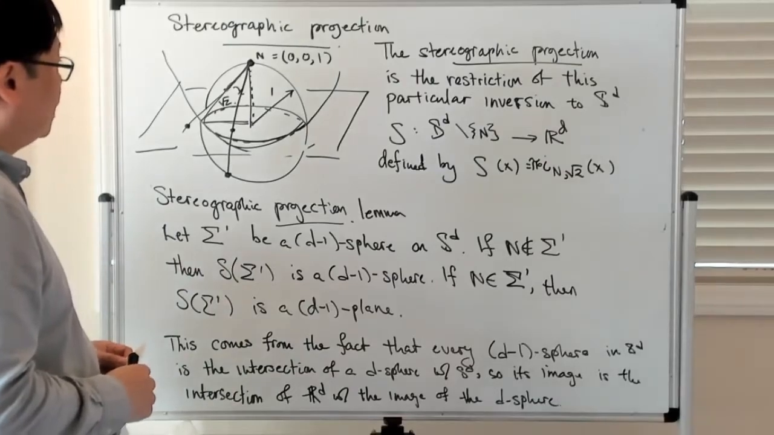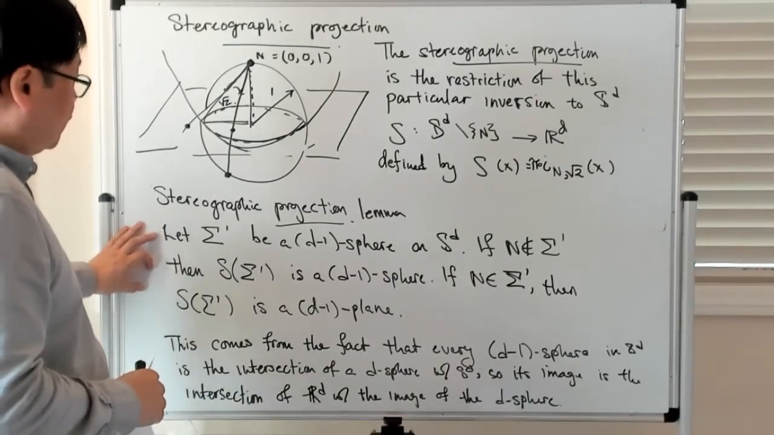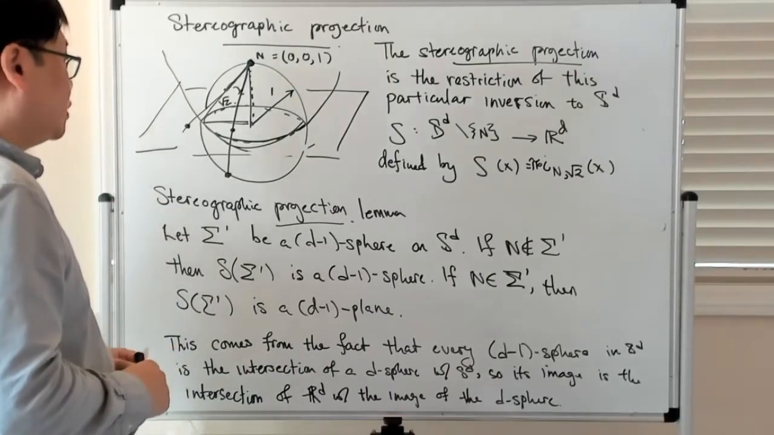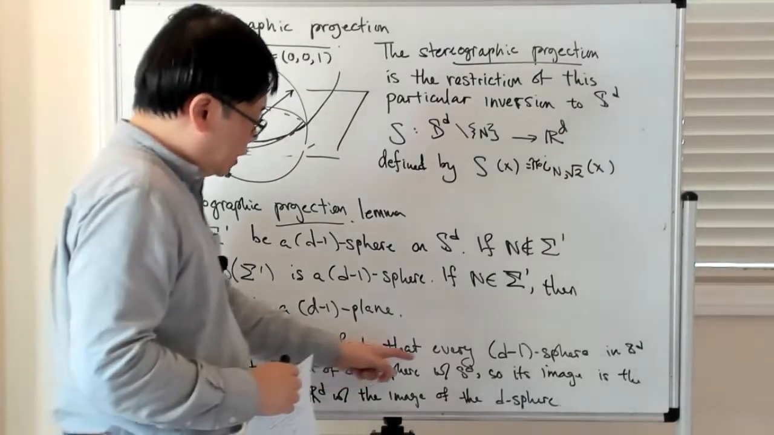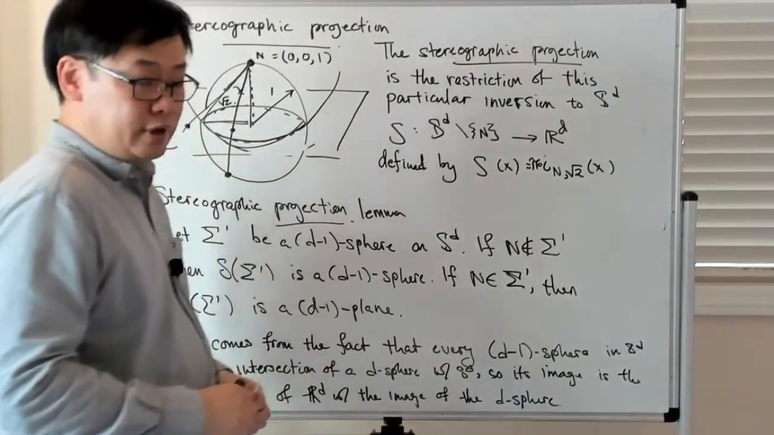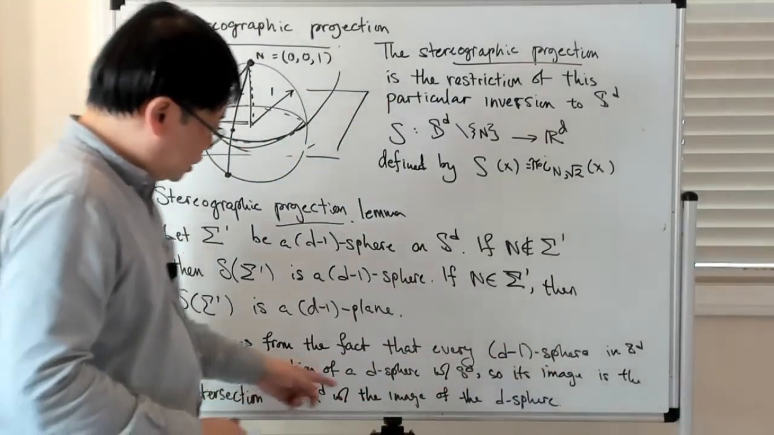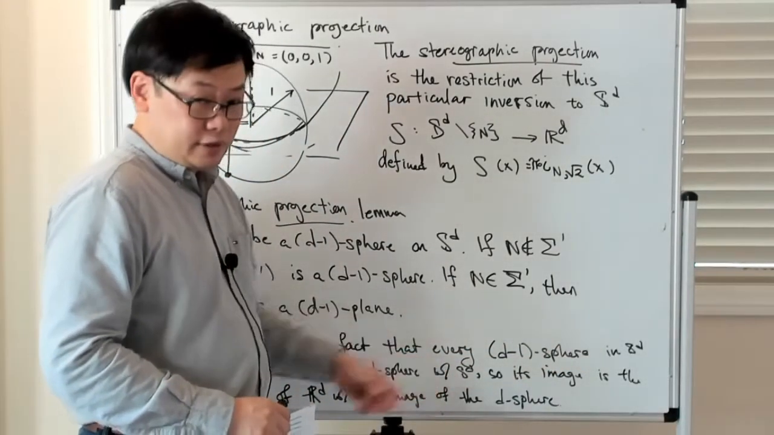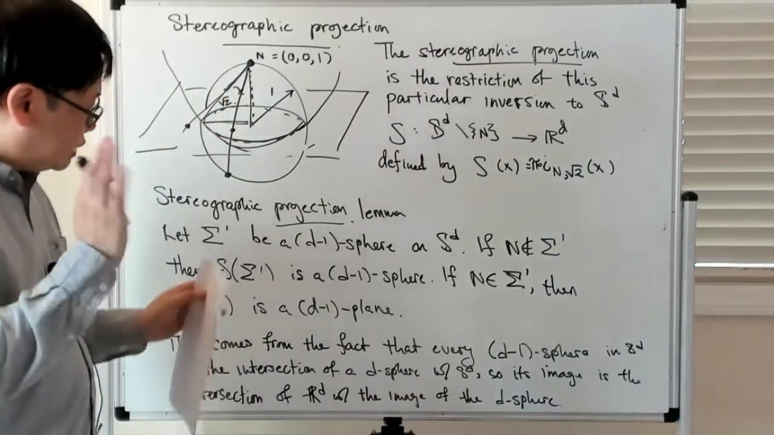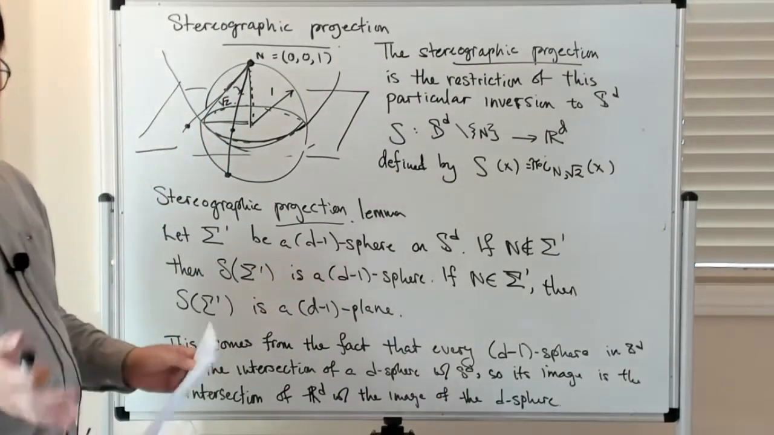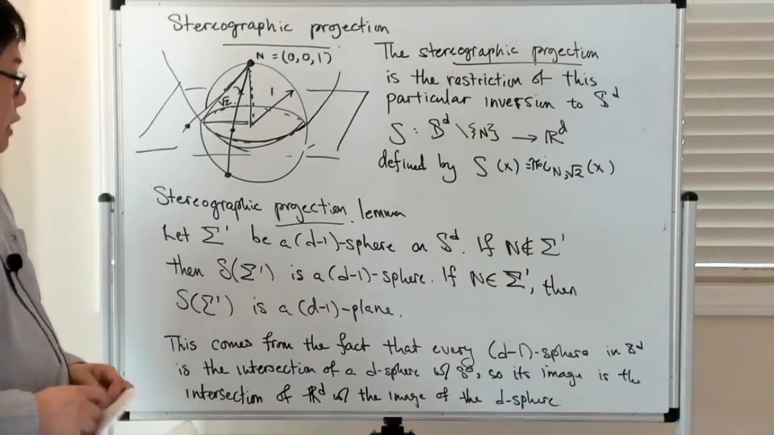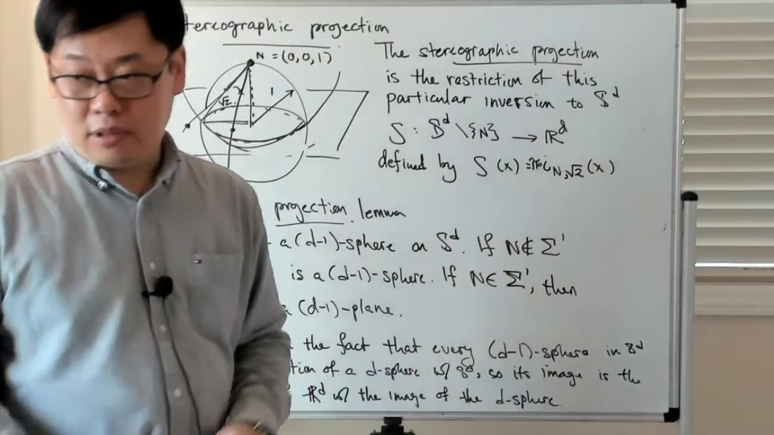from sphere inversions, images of sphere inversions, together with the observation that every D minus 1 dimensional sphere in S^D can be expressed as the intersection of a D sphere with S^D. Once you put those pieces together, this is a trivial consequence, the stereographic projection lemma. So let me just stop here for now.